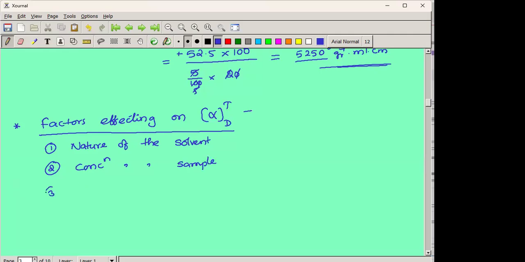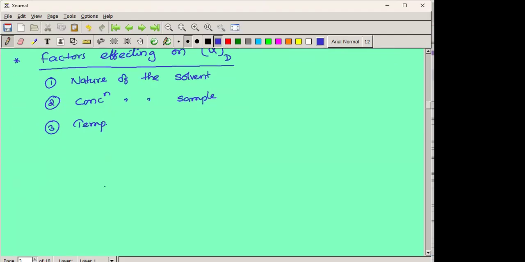And the third one is temperature, that is 25 degrees centigrade or 30 degrees centigrade. That is one of the factors. And the next factor is the length of the polarimeter tube.